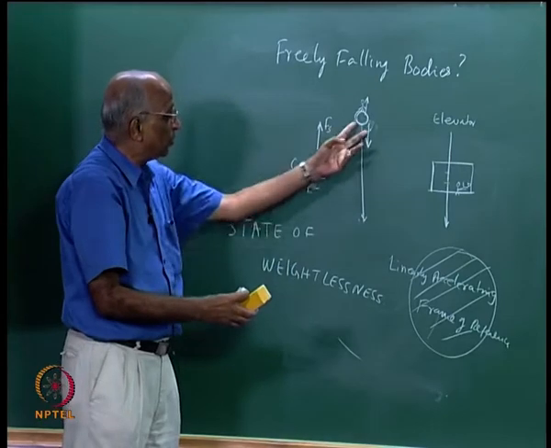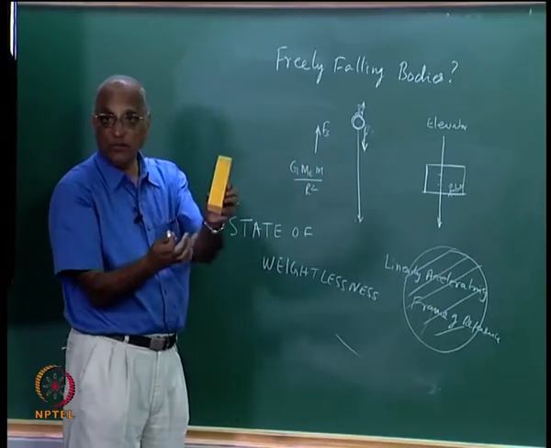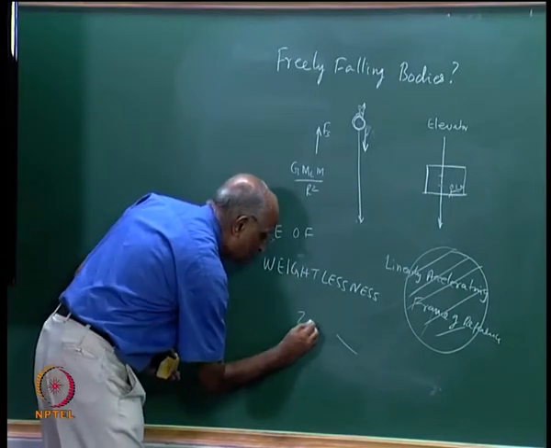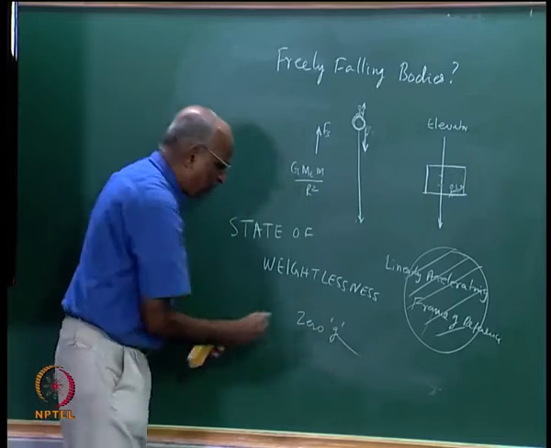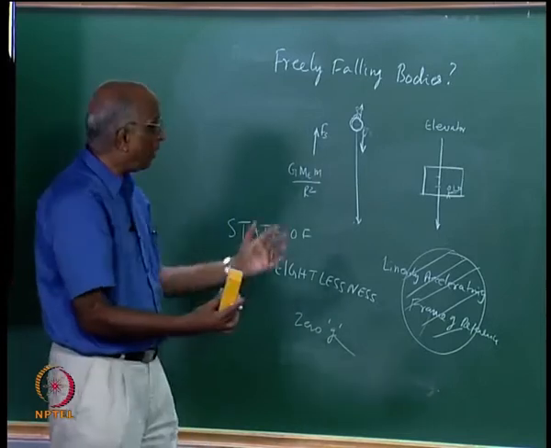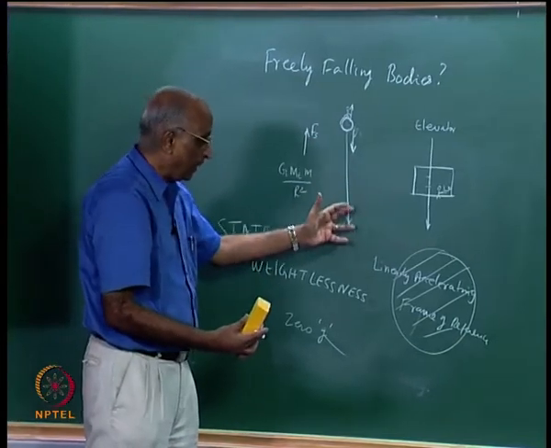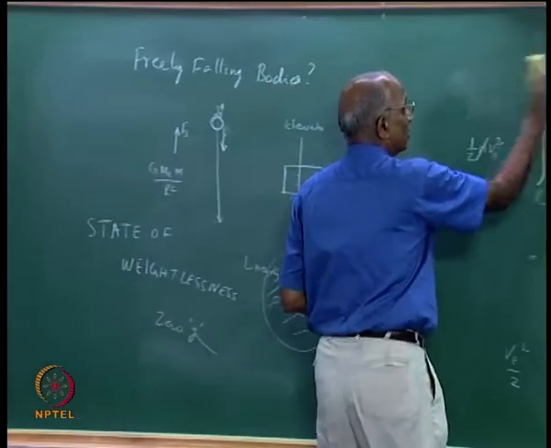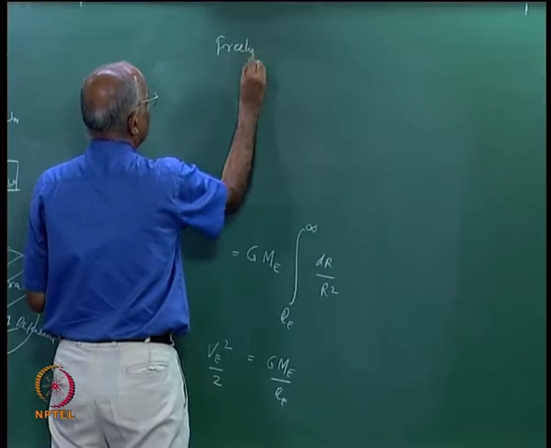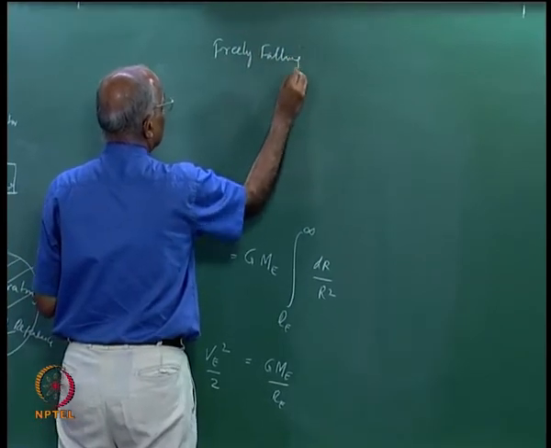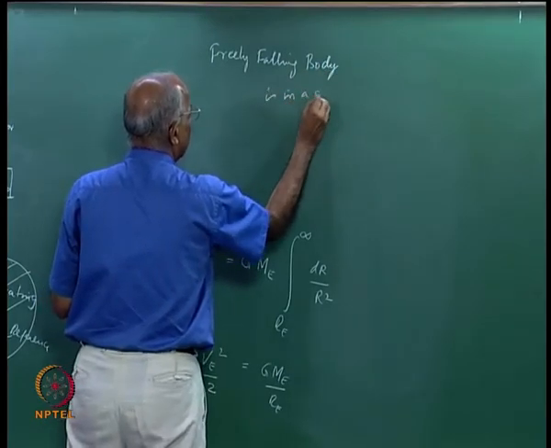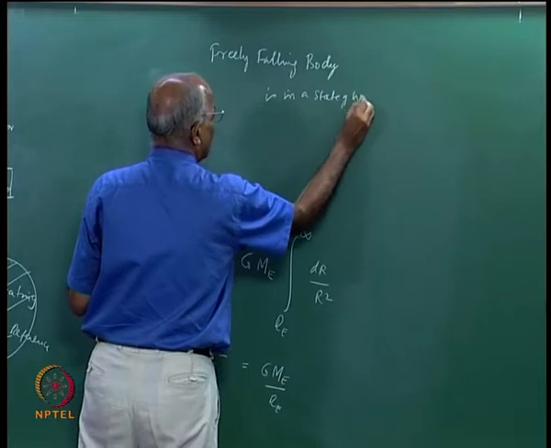Therefore, the moment I put the pseudo force, I do not have any force or weight, I am in a state of weightlessness. Some people call it 0 g. Actually it is not 0 g, g is gravitation. Gravitation is always there, but a body in orbit, which is also a freely falling body, is always in a state of weightlessness. That means a freely falling body is in a state of weightlessness.